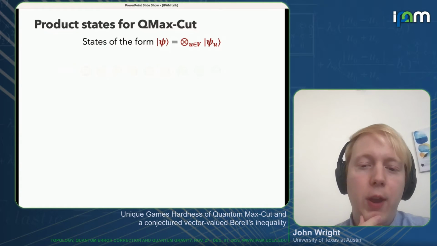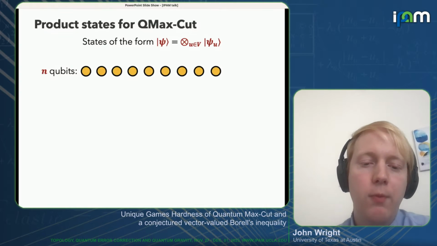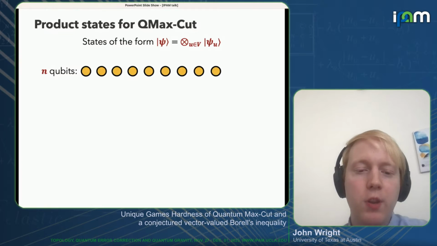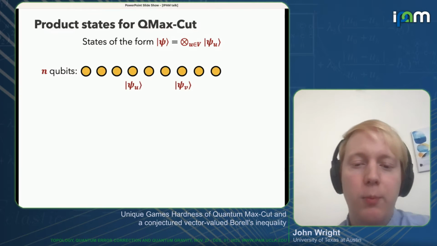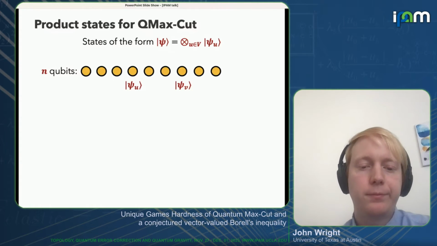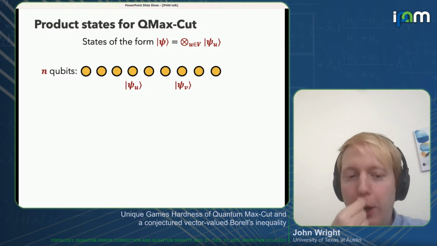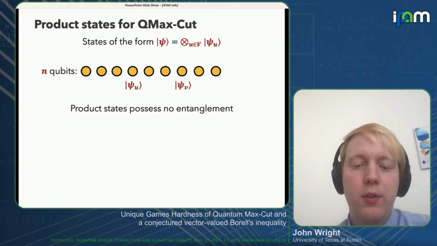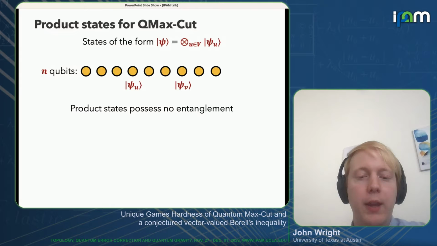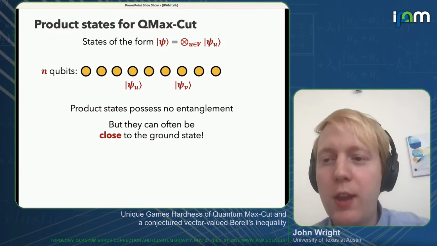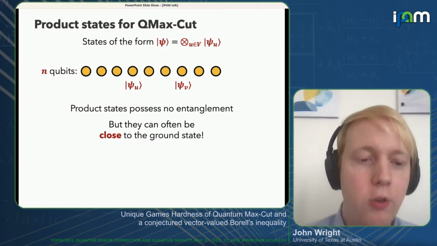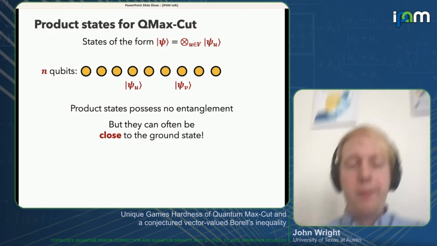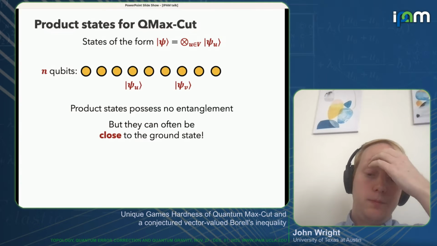So what this says is that if we have n qubits, then this product state is just going to give us a single qubit state for each of these qubits. And product states possess no entanglement. So in some sense, they're kind of lame. But it turns out that in many cases, product states can be close to the ground state of the Hamiltonian.